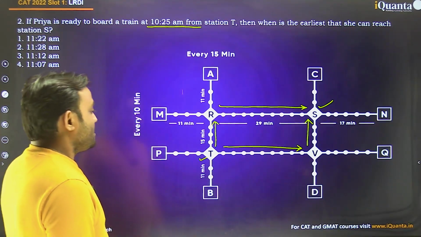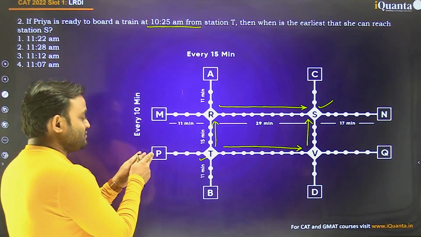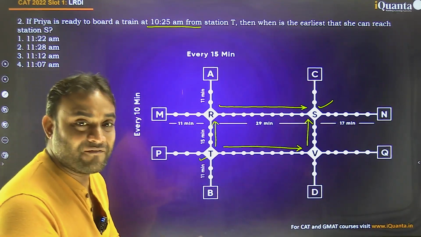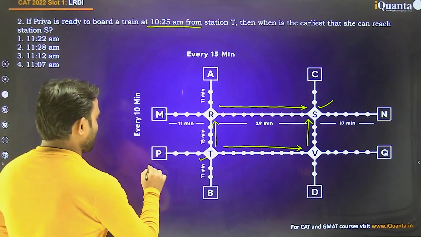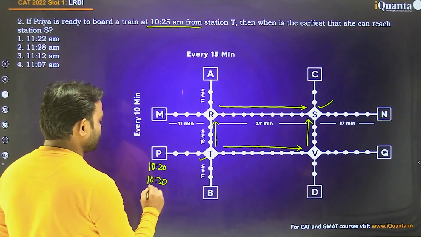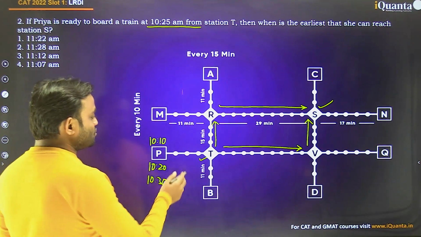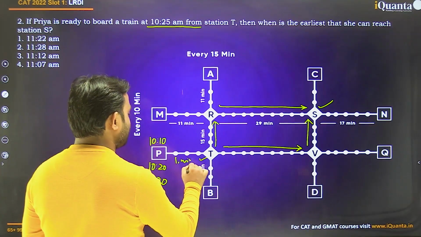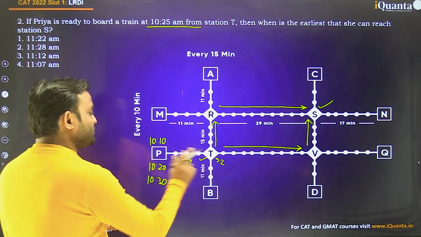Now, if she is taking the route from T to V, she must catch a train which has started from P. If a train has started from P, it's leaving every 10 minutes, 6 am onwards. So one train must have left at 10:20 am and then the next train will be leaving at 10:30 am. Before that, a train must have left at 10:10 am. Now, the total time taken from P to T will be 11 minutes and there is a 2-minute stoppage. If you add the 2-minute stoppage, 11 plus 2, 13.